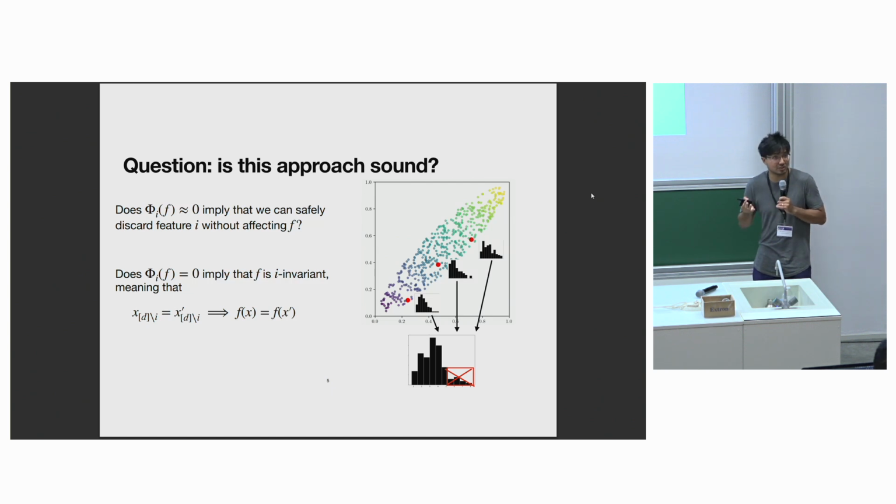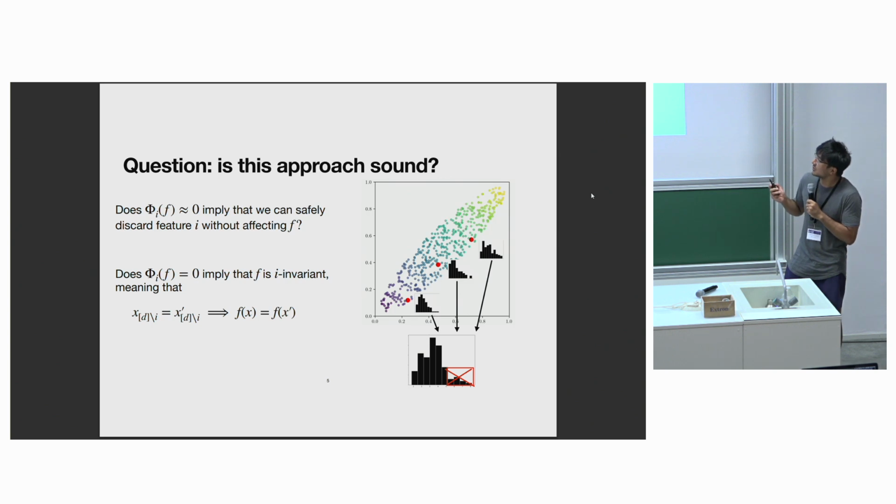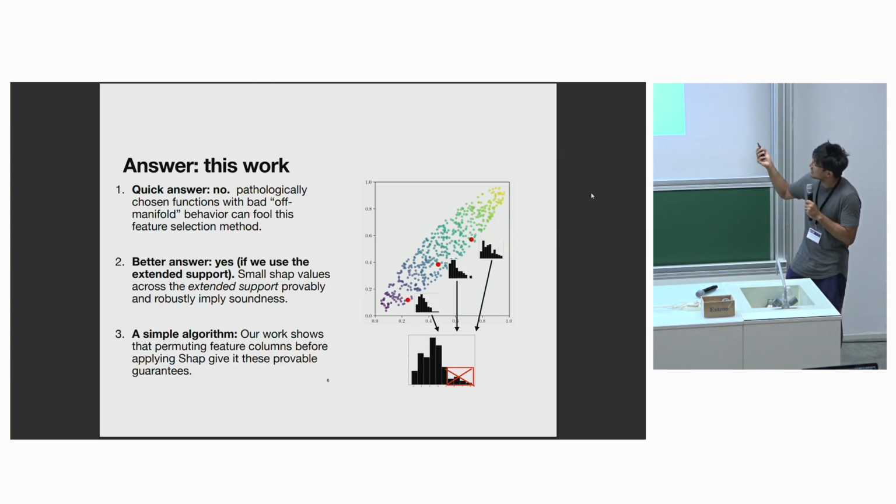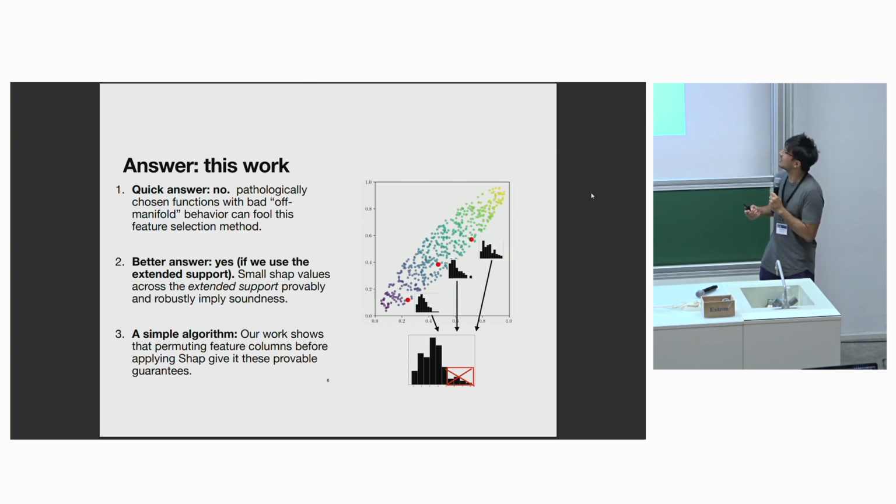These are the 2 questions we'll be looking at. So I'm going to just summarize the answer before I explain it. In this work, we studied this question, and the answer is no, because you can obviously find pathological examples that mess up the SHAP values by making it appear as though some feature doesn't matter, when in reality you are actually using that feature a lot.